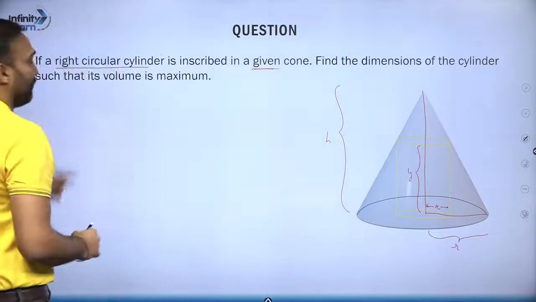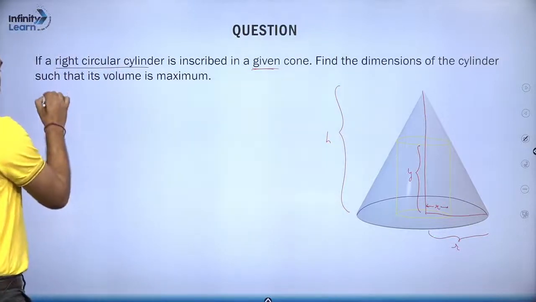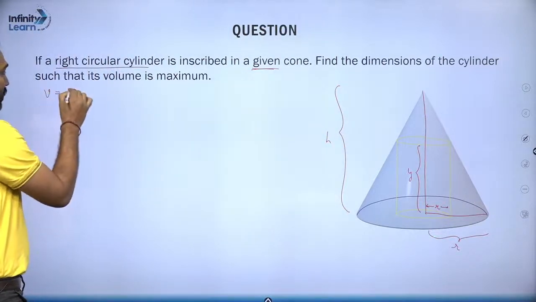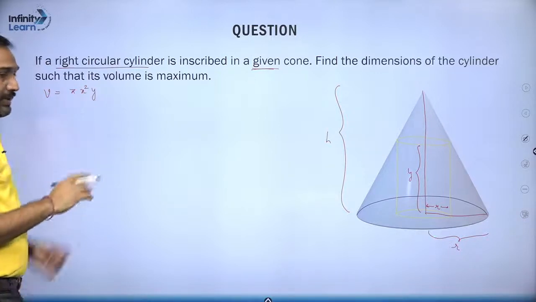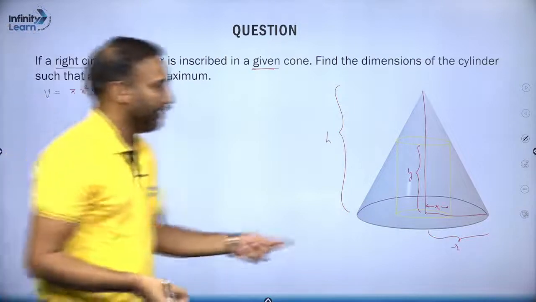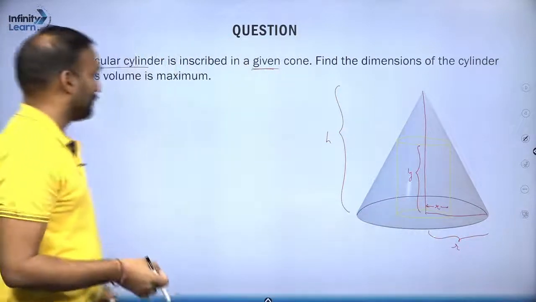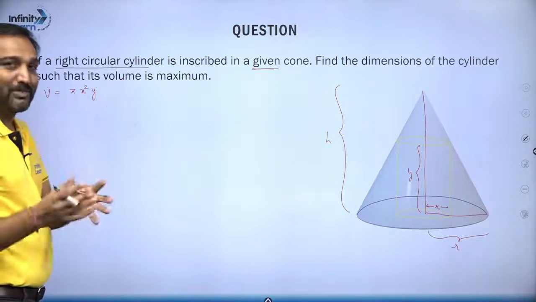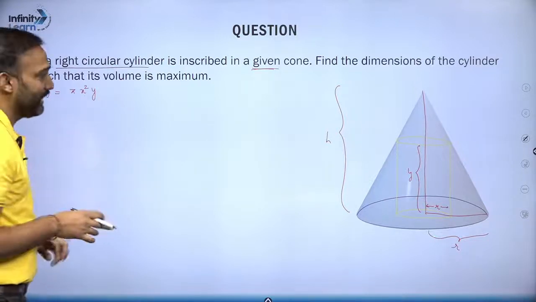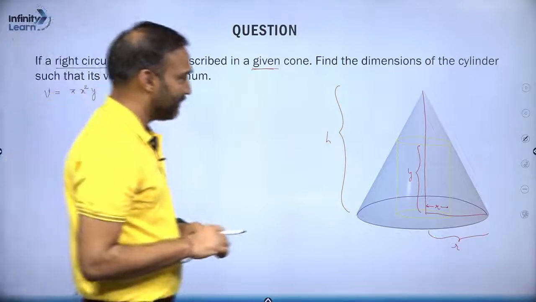So now I have to maximize the volume of the cylinder. So let us first write the volume of the cylinder. Volume of the cylinder would be pi x square into y, right? Area of the base into height. Area of the base is a circular base. So pi x square into y. Now if I have to differentiate this, there are two variables. Same story, I need to find a relation between x and y. Now how to find a relation between x and y over here?